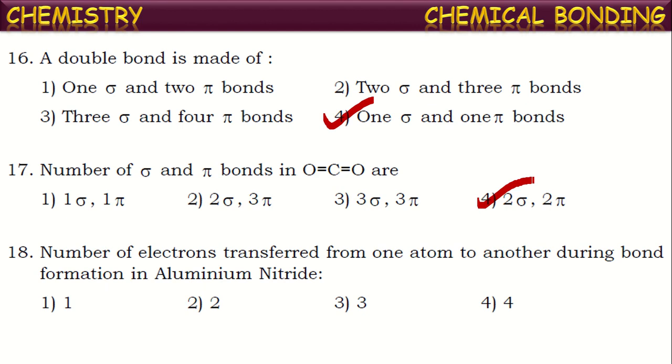If you see in case of nitrogen, its atomic number is 7 and its configuration is 2, 5. It has still a vacancy for 3 more electrons to become stable. So when these two atoms combine, aluminum loses 3 electrons. At the same time, nitrogen gains 3 electrons. Thus they form aluminum nitride. So how many electrons are transferred between aluminum and nitrogen here? 3 electrons.